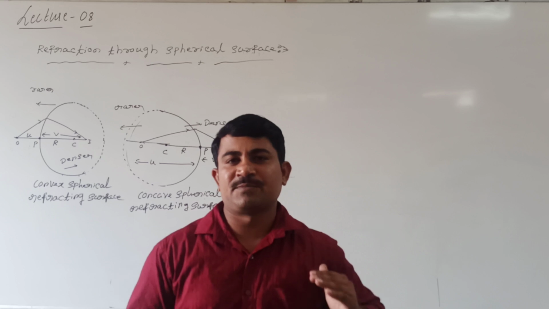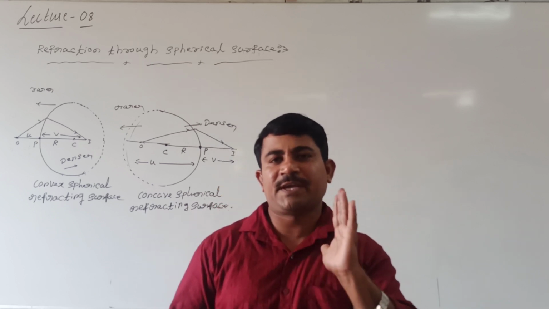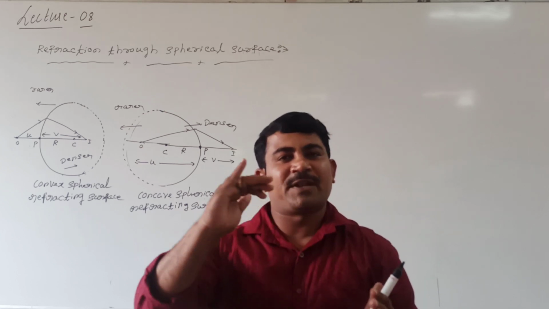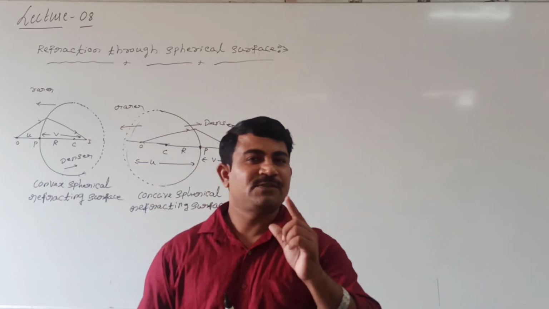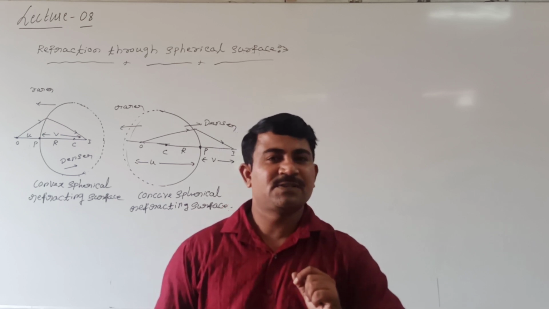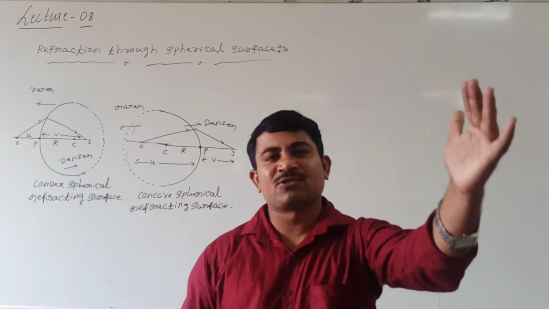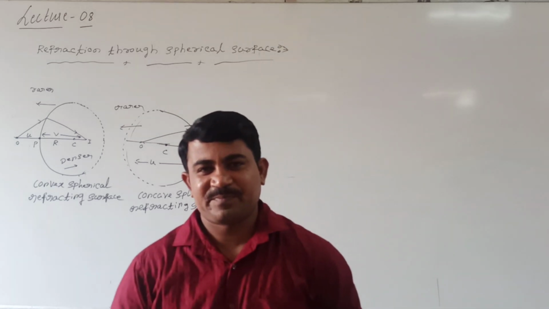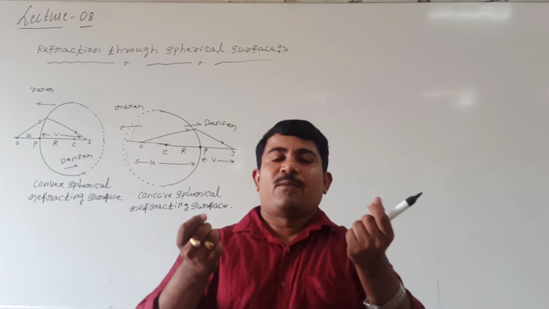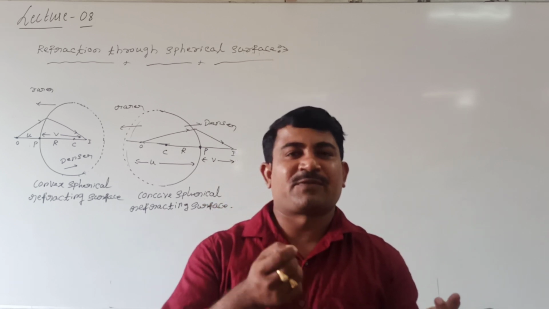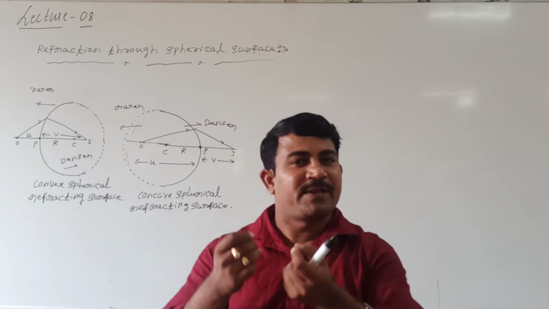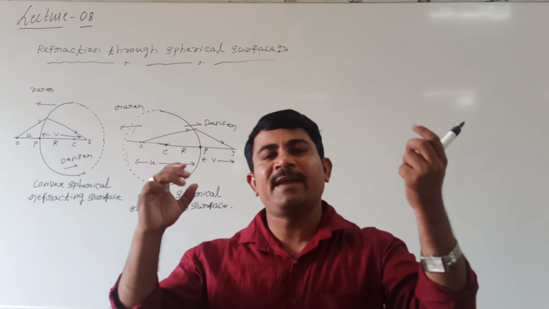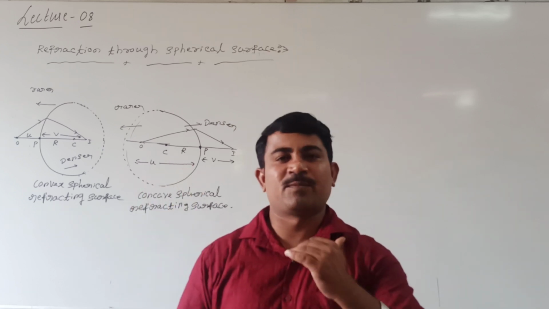Let us take the assumptions. Initially, whatever the angle of incidence and angle of refraction, those are assumed to be very, very small. This is one assumption. The second assumption is that the ray of light passing through the principal axis is never deviated. One more assumption: whatever aperture is available for a spherical refracting surface, that aperture is very, very small. And one more assumption you can take: the object is always lying on the principal axis.